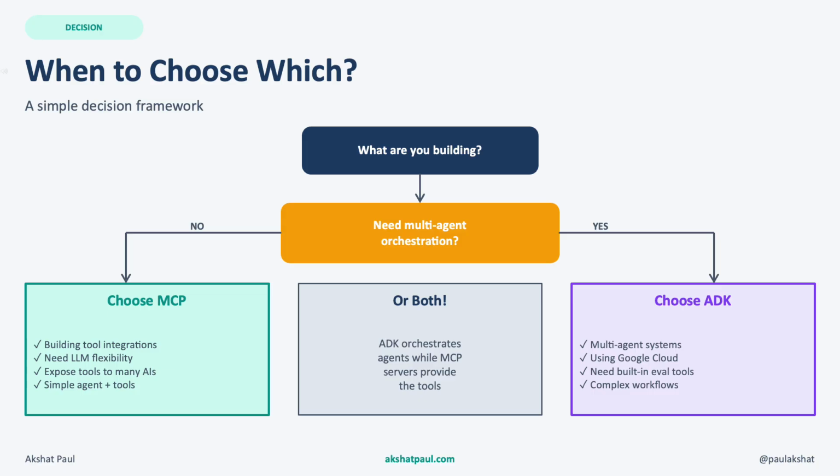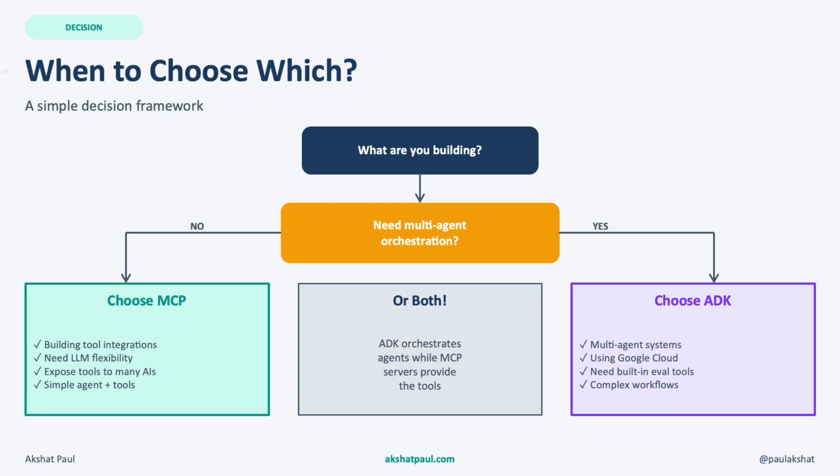If the answer is yes, you're building a complex pipeline with multiple specialized agents. You need state management. You're on Google Cloud. Go with ADK. It gives you all of that out of the box. But here's the thing, and this is the key insight I want you to take away. You can use both. The middle box here says or both. And this is actually what a lot of production systems are doing.